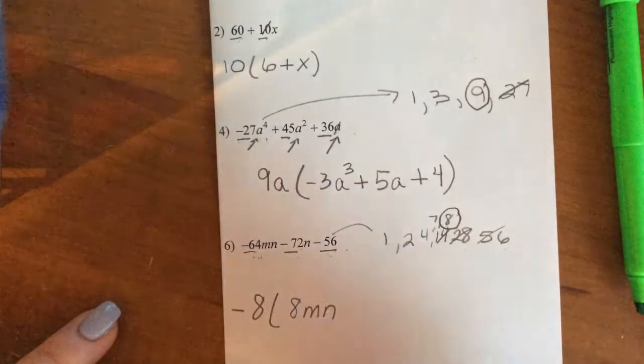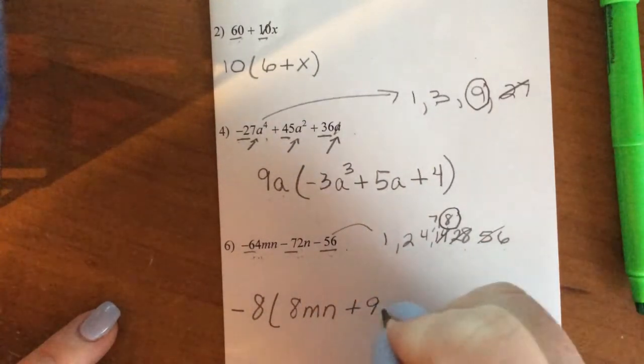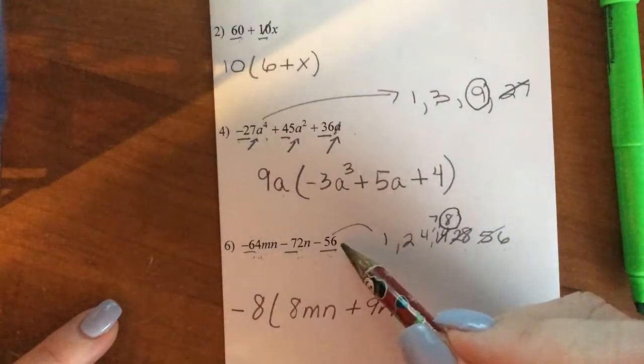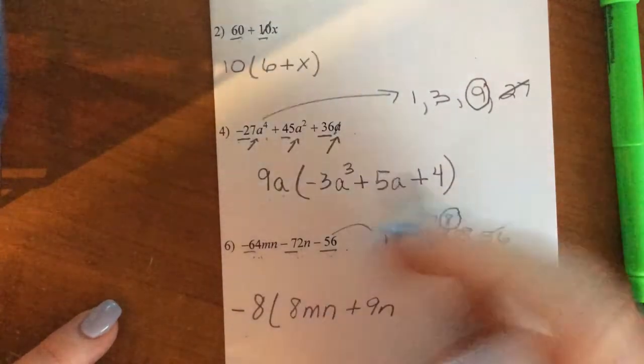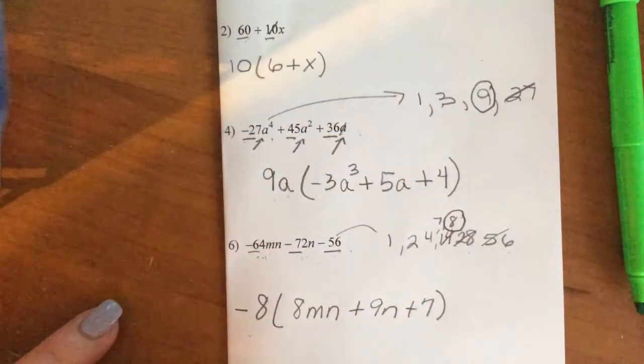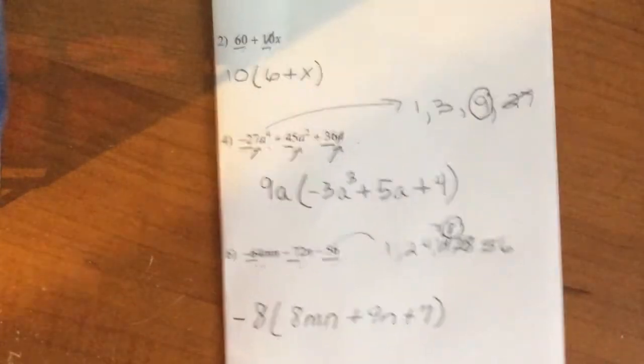Then we're going to do negative 72 divided by a negative 8. It'll be a positive 9. Just rewrite the n since you didn't pull it out. And then negative 56 divided by a negative 8 is a positive 7. So this is completely simplified here. All right, so let's go back to the other side.